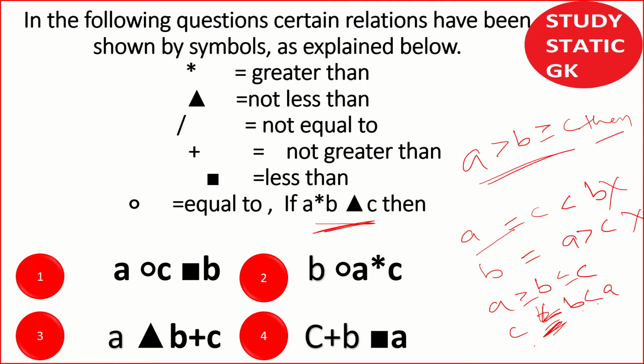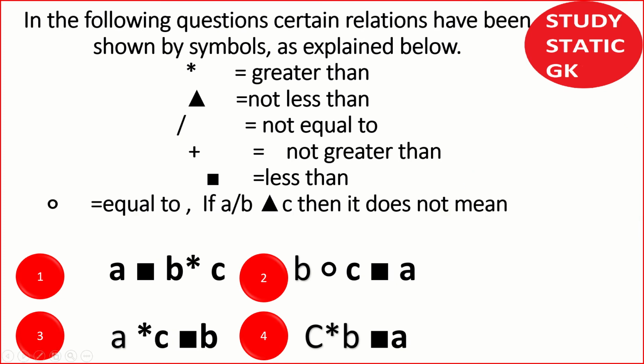Okay, this one is the one. This is just the reverse of this equation. So the answer is this one. That's what he has written: A greater than B greater than or equal to C. If you reverse this inequality, C less than or equal to B and B less than A. So this is the answer. Which one? Fourth one. Next.